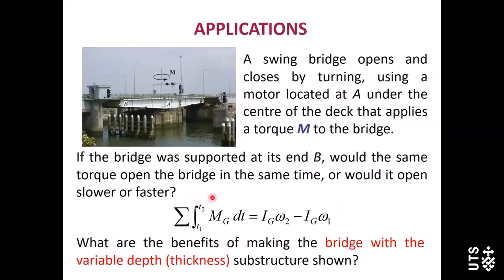Okay, so this is the equation of principle of angular impulse and momentum. M_G is the torque. T1 to T2 is the time interval. If more mass is near the rotation axis, then this will be helpful for reducing MMI, for example, Ig here.